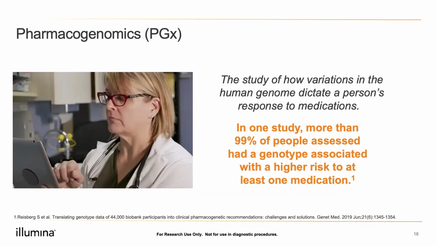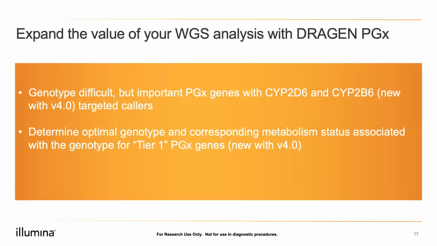And findings from pharmacogenomics research can lead to better future outcomes for both individuals and healthcare providers through improved medication safety and efficacy and lowered medical costs. So we're basically saying that now with DRAGEN version 4.0, you can expand the value of your existing whole genome sequencing analysis by turning on just a few simple features. You can get more information out of your whole genome sequencing.